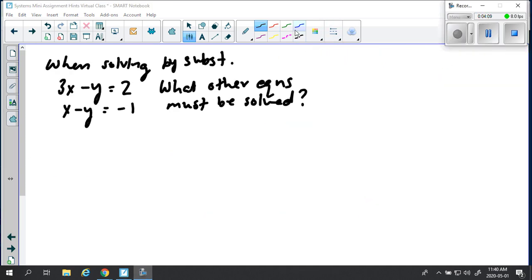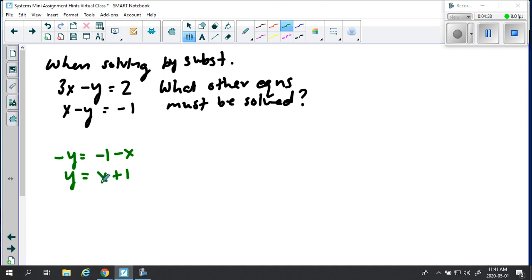We are asked to solve this by substitution, and the multiple choice question might ask what other equations must be solved. So a student has suggested that we isolate y in the bottom equation first. If we do that, then we're going to have negative y is equal to negative 1 minus x, but we don't like negative y, so we're going to multiply this side by negative 1 and that side by negative 1. So I'm going to end up with x plus 1.